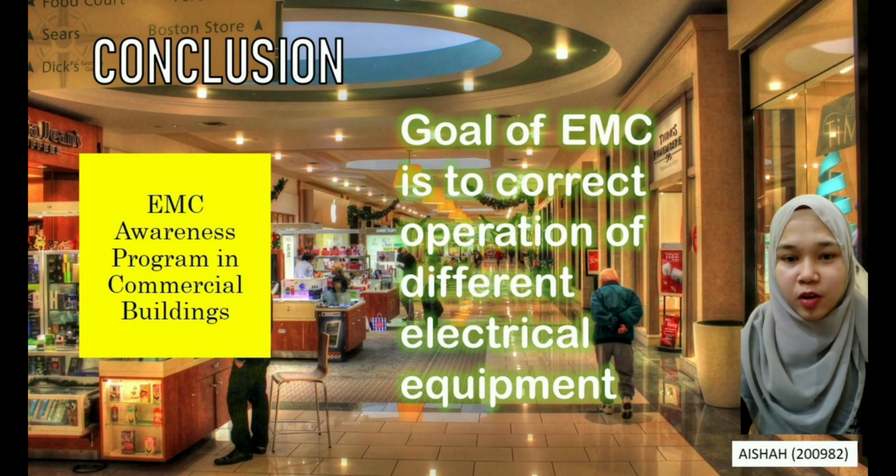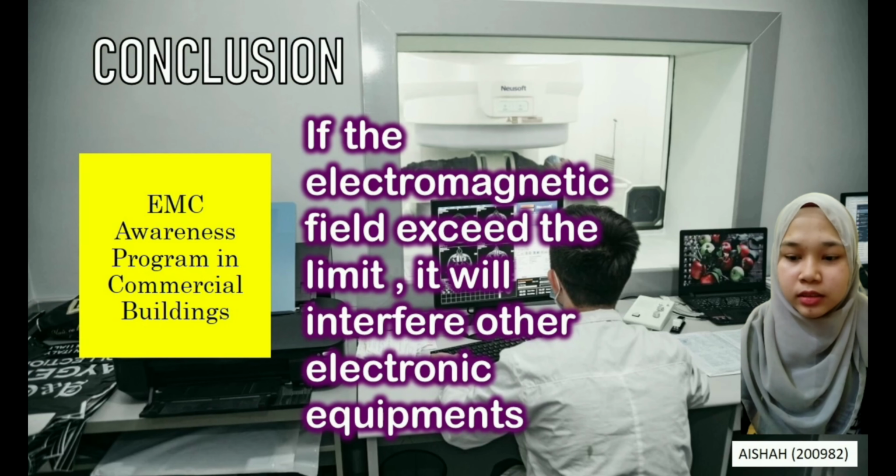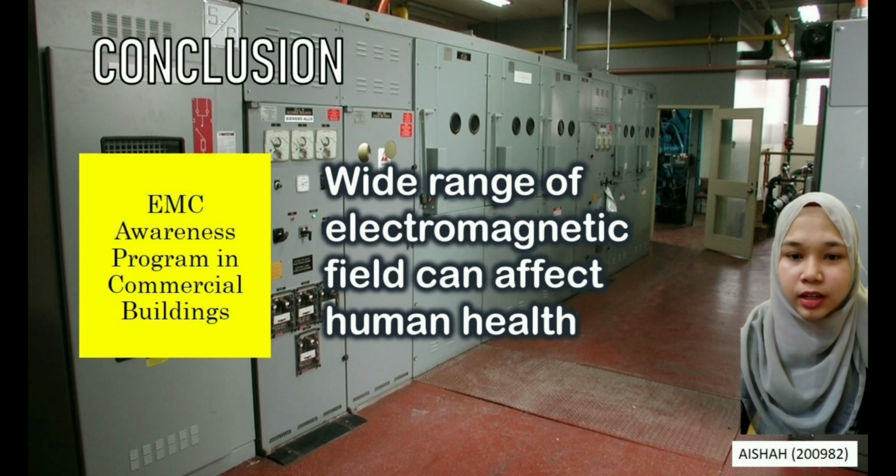So what we have in commercial buildings, such as Wi-Fi routers, mobile phones, and many computers. So if the electromagnetic field exceeds the limit, it may interfere with other electrical equipment in that building. And also, a wide range of electromagnetic fields can affect human health.